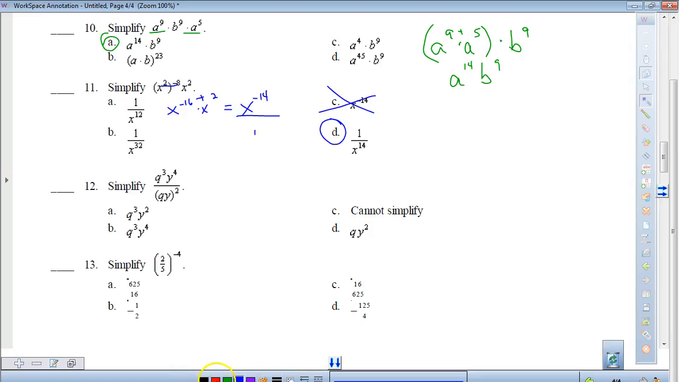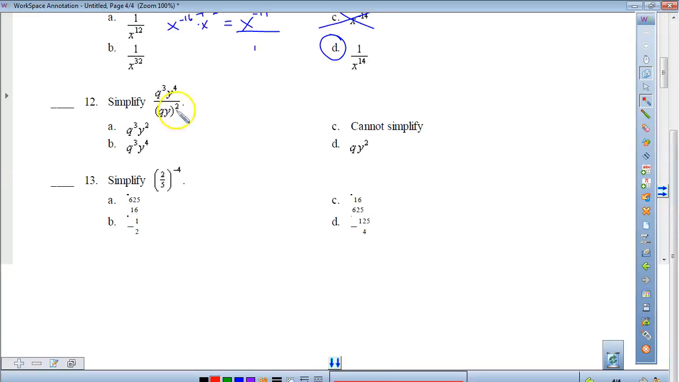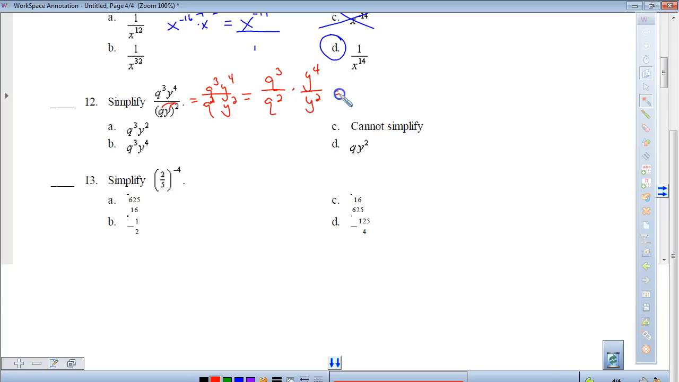Number 12 says to simplify q to the third, y to the fourth, over qy squared. And when we have nothing in the parentheses except multiplication, we can distribute that exponent. So this becomes q to the third, y to the fourth, over, this would be q to the second, y to the second. And then we can split this into two fractions. We have q to the third over q to the second times y to the fourth over y to the second.